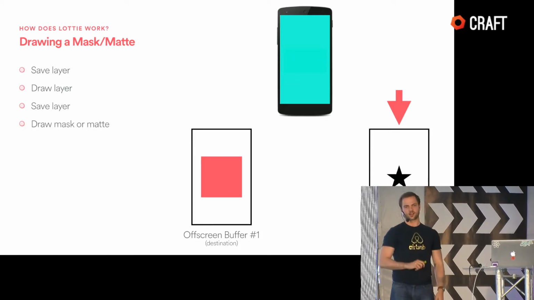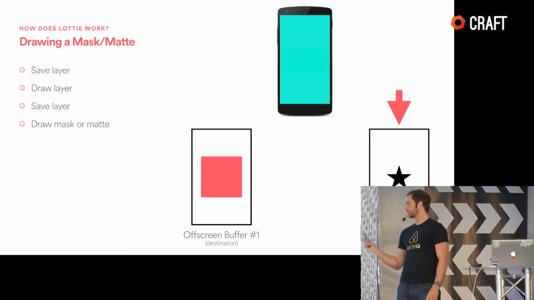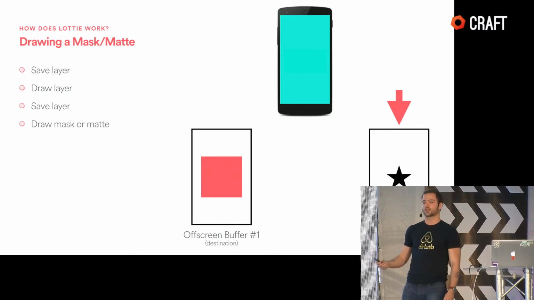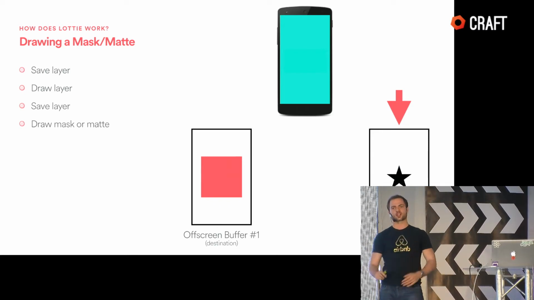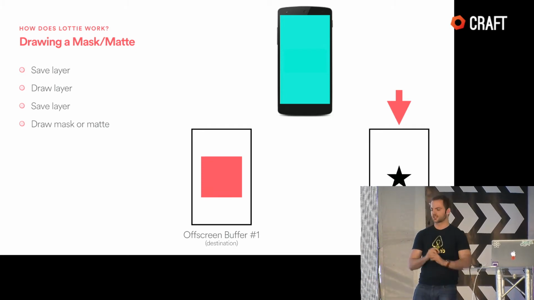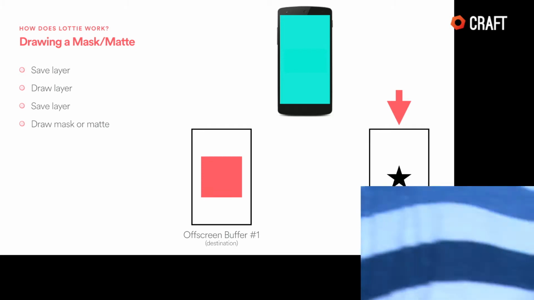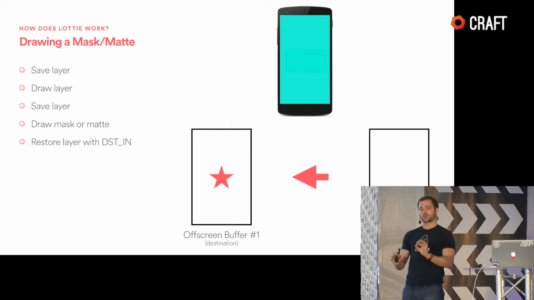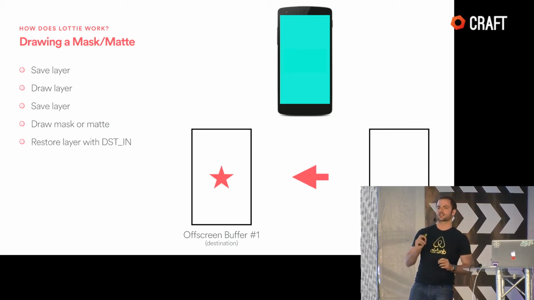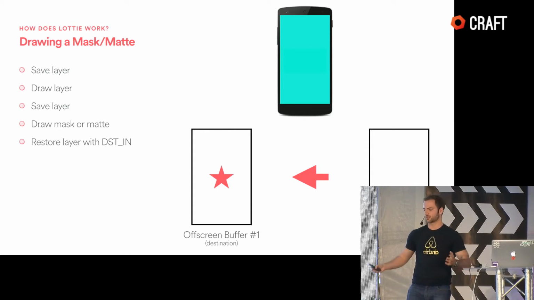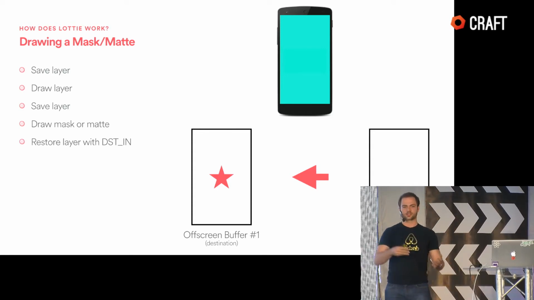And from there, we'll draw a star. Now, this star, it doesn't matter what color it is, because for a mask, it's just a shape. All we care about is the shape. As long as we draw it, it can be black or blue or red. Doesn't matter, but we get the shape right. And then we call restore layer. And thinking back to that paint object with a transfer mode, it turns out that destination in gives us the one that we want. So we restore it with a transfer mode.